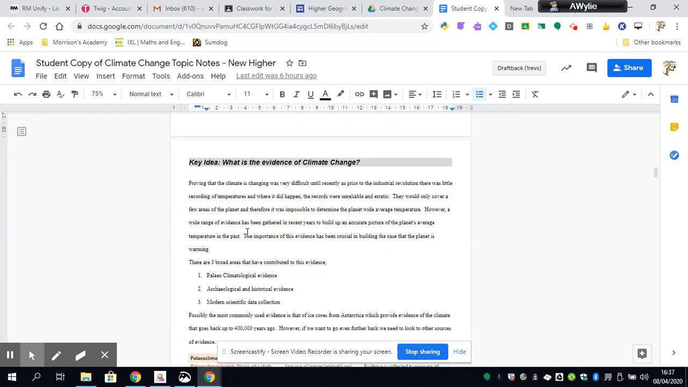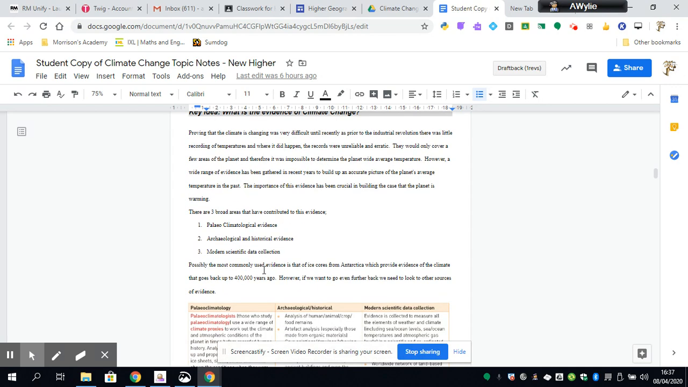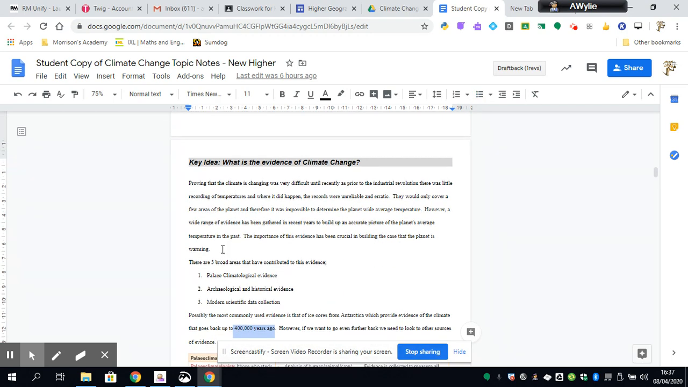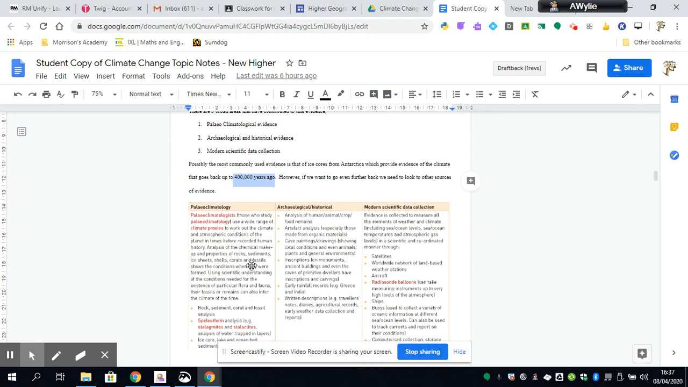We're going to look at the actual evidence. How can we prove this is happening? Now, this is where it gets really interesting, because we're talking about temperature changes that go back 150,000 years. As a matter of fact, we have evidence of the climate over 4,000 years ago. And I'd suggest you, first of all, read this first little bit. You can have a little look at these three main bits of climate evidence that we have. We've got paleoclimatology, archaeological and historical, and modern scientific data.